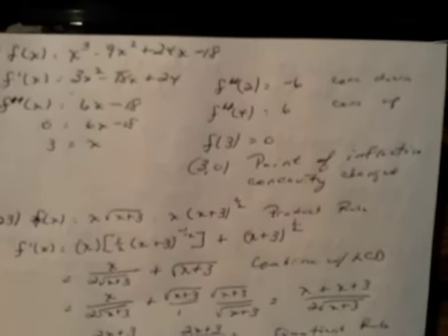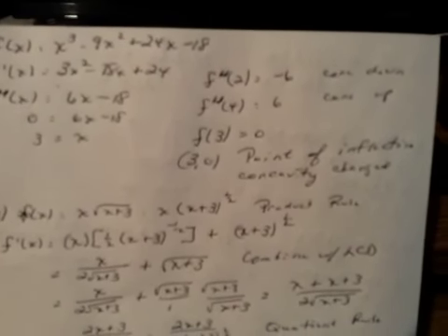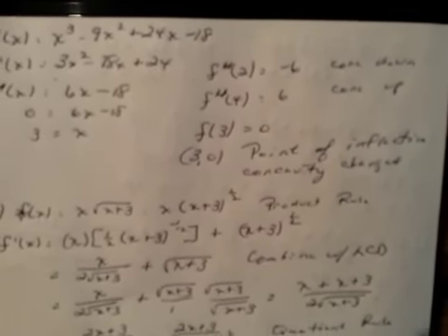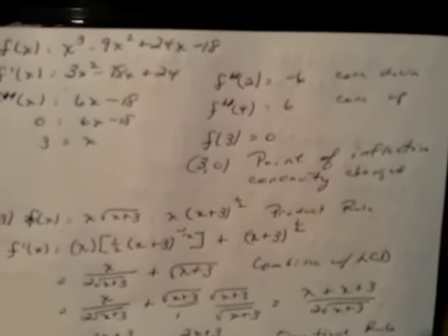It must change concavity to be a point of inflection. Doesn't matter if it goes from down to up or up to down. Maximums and minimums, it mattered which direction it went, but a point of inflection is anywhere it changes concavity. Down to up or up to down.